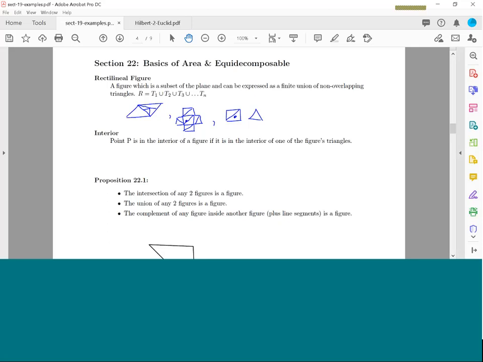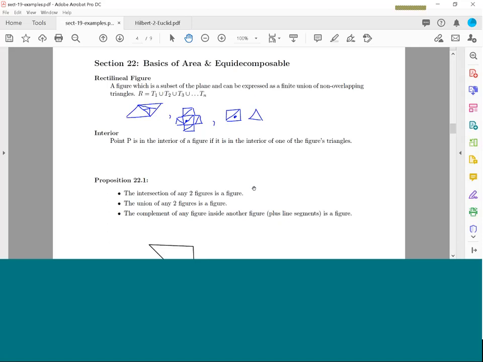So this second case right here, where that point was attempting to be on the triangle line, technically that's not in the interior of one of the figure's little triangles. But it turns out that if this ever happens, what you do is you remove this line and you can redraw it with different little triangles. So it turns out this definition works just fine.